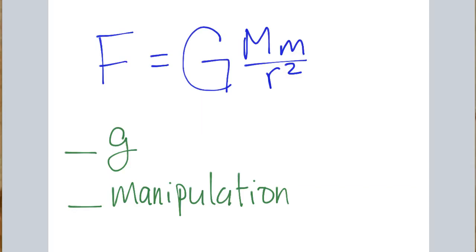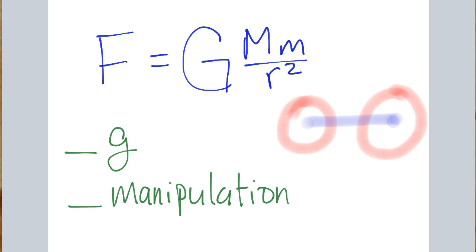I want you to think about two things on this one. The force of gravity is equal to the universal gravity constant, big G, times the mass of the larger object times the mass of the smaller object divided by the radius squared. Remember that radius is the distance between the centers of two objects. So that would be the distance.